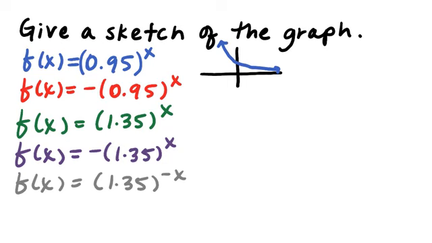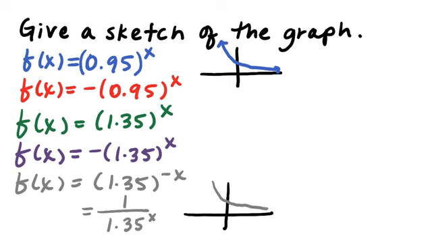Another one that's exponential decay would be, I suppose, the red one, but also the gray one. I'm going to skip the gray one, because this is like 1 over 1.35 to the x. And 1 over 1.35, that's a number less than 1. If the base is less than 1, it's exponential decay. So when I draw the graph, it's going to look exactly the same, up to some sort of proportionality.